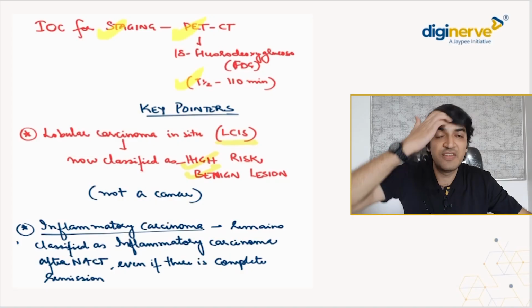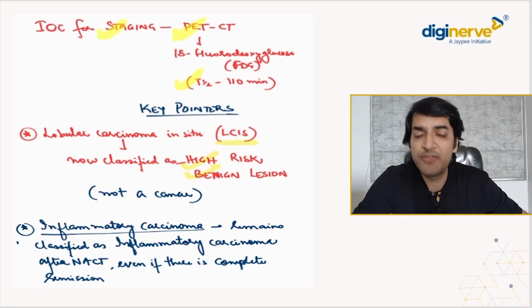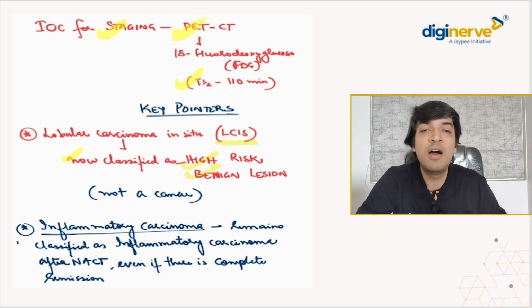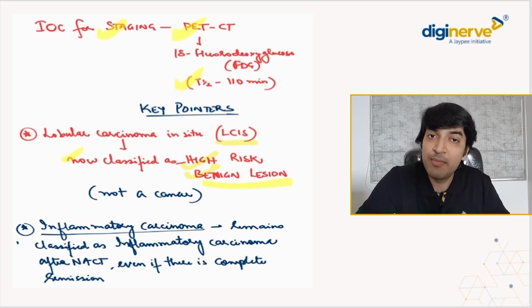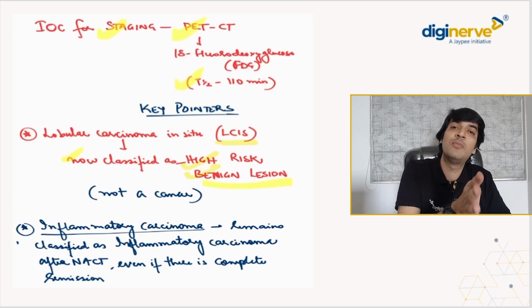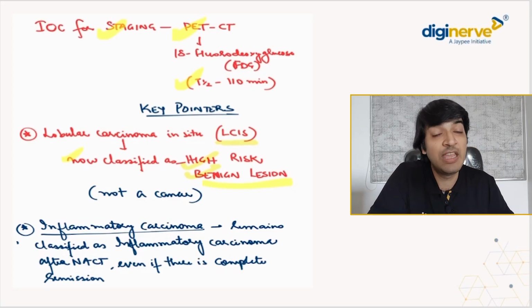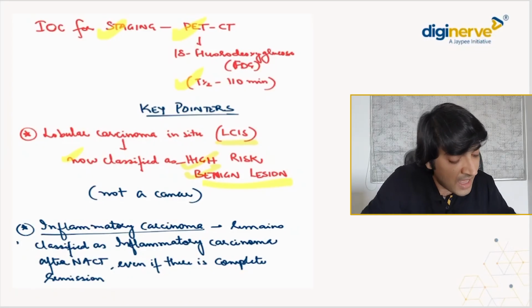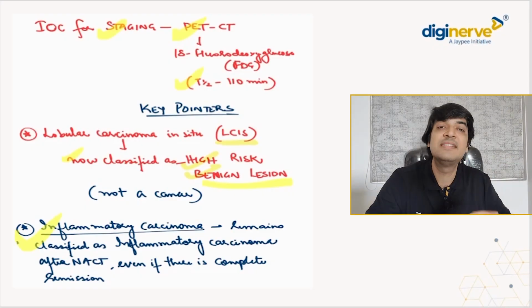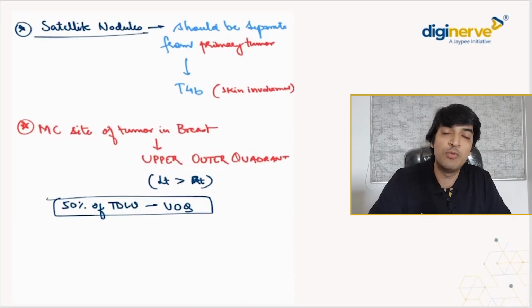Now key points that I've discussed, let's revise those key points once again. LCIS, lobular carcinoma in situ, we said is now a high risk benign lesion, not a cancer anymore. Second important point, inflammatory carcinoma is staged as inflammatory carcinoma even after neoadjuvant chemotherapy. Even if there is complete remission, it is still inflammatory carcinoma, मतलब T4D रहेगा. So inflammatory carcinoma remains the same despite complete remission after NACT, that is neoadjuvant chemotherapy.